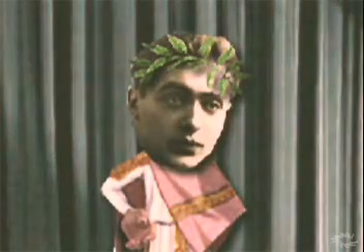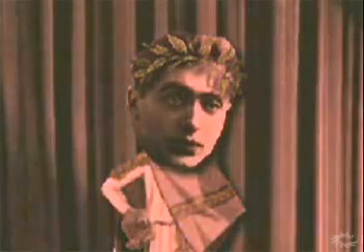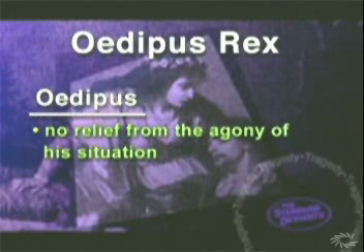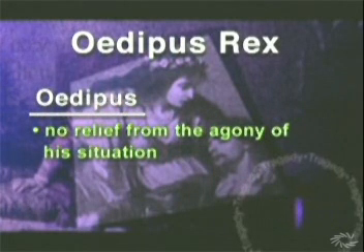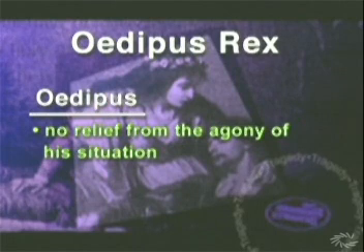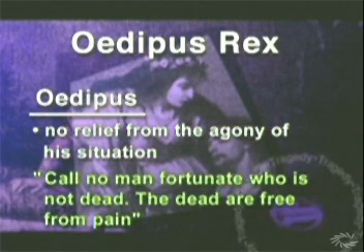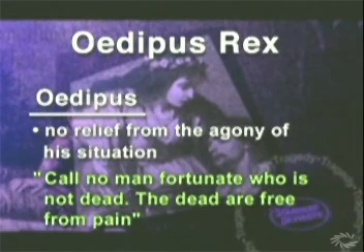Well, Oedipus is totally devastated when he learns this. He can't believe he's the guy who killed the former king, his father, and is responsible for the plague on Thebes. In his horror, he decides to punish himself by putting out his eyes with 2 long pins taken from Jocasta's robe. For Oedipus, there is no relief from the agony of his situation. As the last lines of the play tell us, call no man fortunate who is not dead. The dead are free from pain.